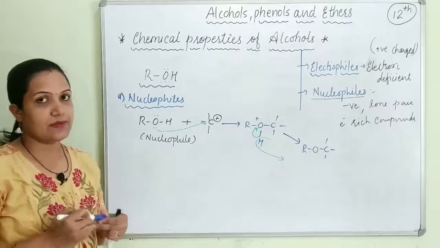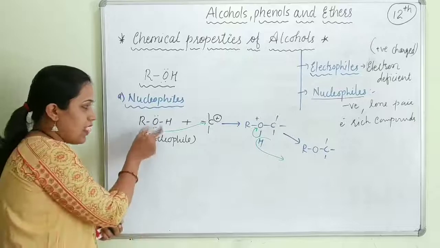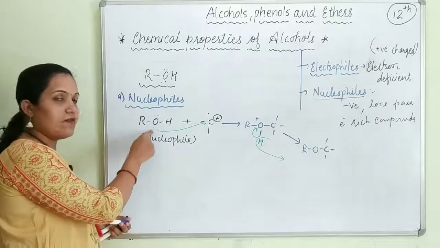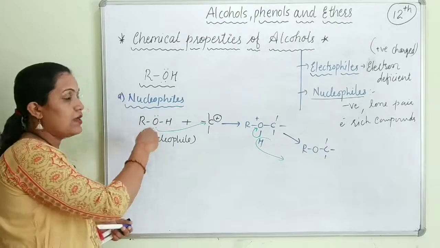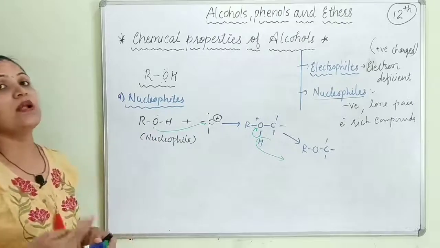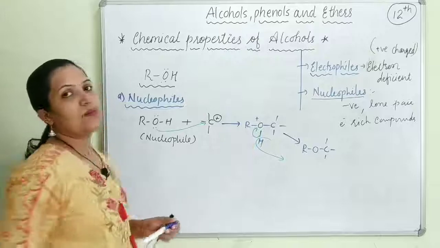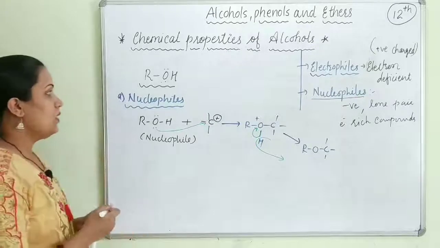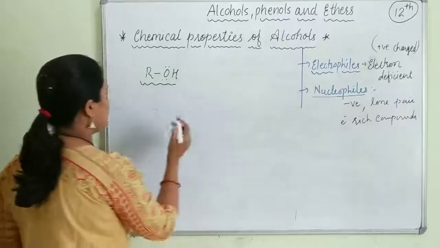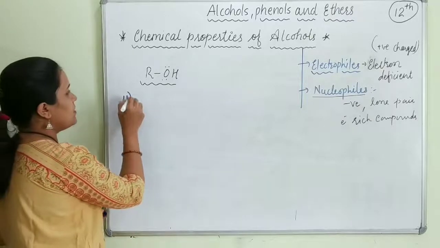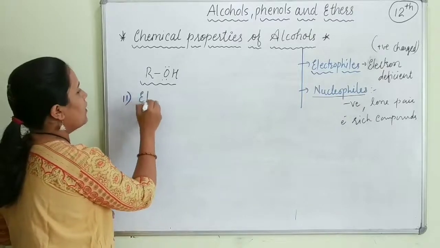Understood? Let me repeat one more time. First of all, as the oxygen of alcohol has a lone pair, he will donate that lone pair to someone who requires it, and as soon as he donates it, we get the required product. Now we have seen that ROH acts as a nucleophile, and now we will see how alcohol acts as an electrophile.